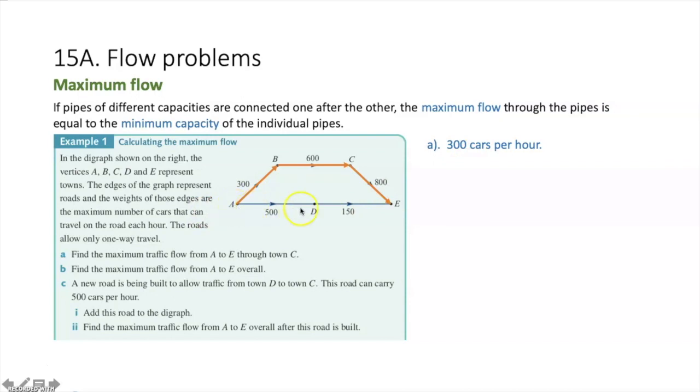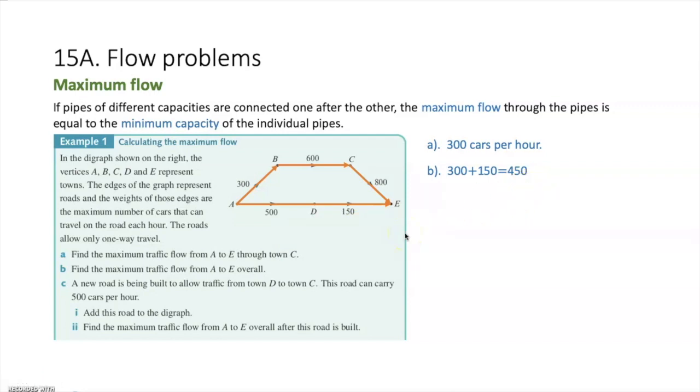Then let's have a look at the second route, from A to D, then to E. From A to D, we can allow 500 cars, but from town D to E, only 150 cars are allowed. Therefore, the maximum flow will be 150 for the second route. Then the maximum flow overall will be 300 plus 150, which is 450 cars.